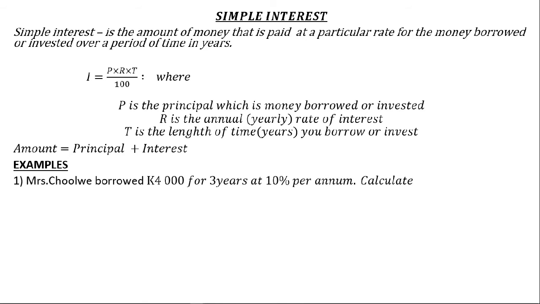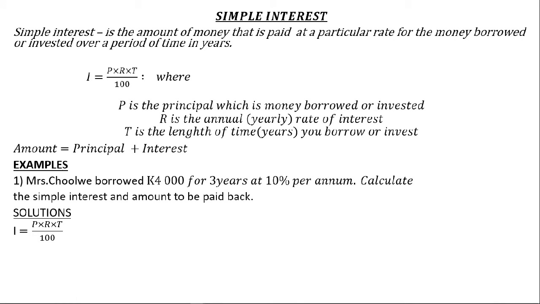Let's look at an example. Question 1. Mrs. Cholwe borrowed 4,000 kwacha for 3 years at 10% per annum. Calculate the simple interest and amount to be paid back. So we know that interest is equals to principal times rate times time over 100. Our principal or the money borrowed was 4,000 kwacha. Our rate was 10% and our time was 3 years.